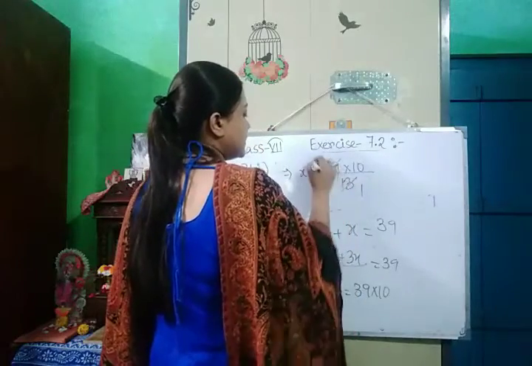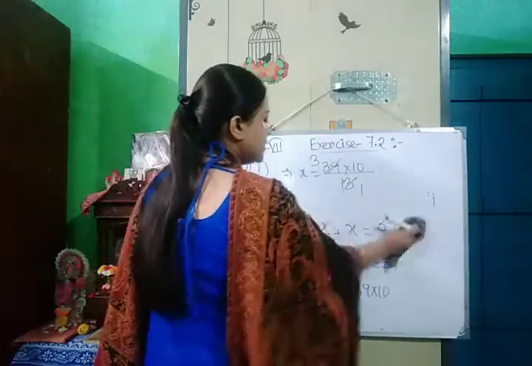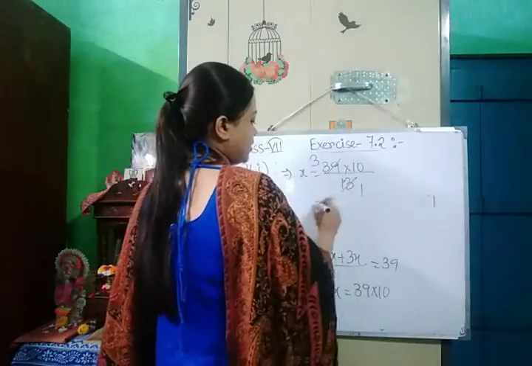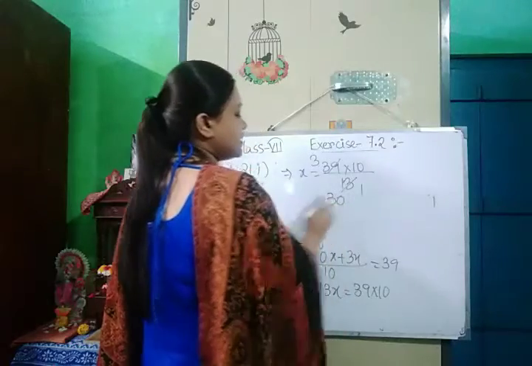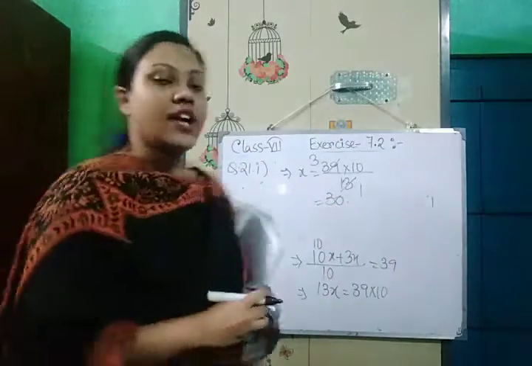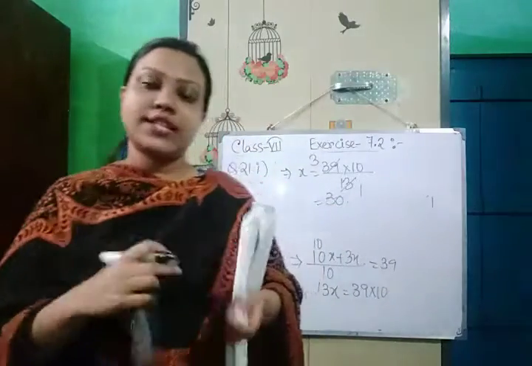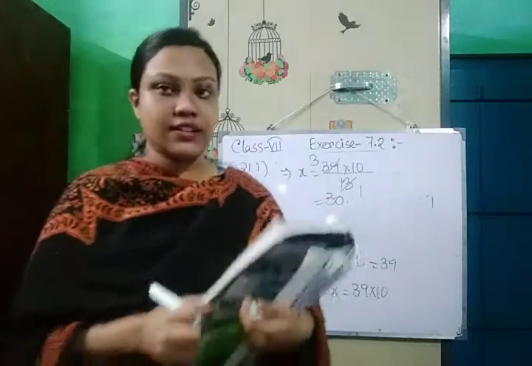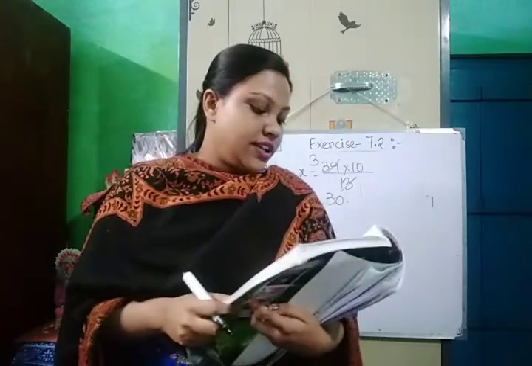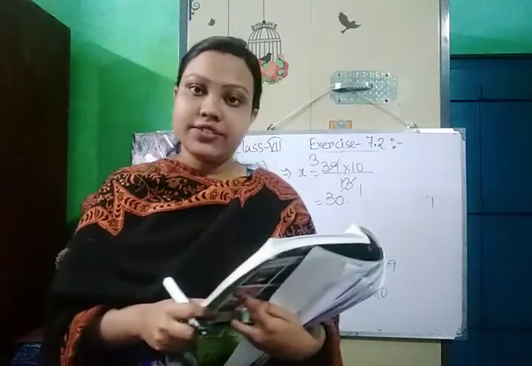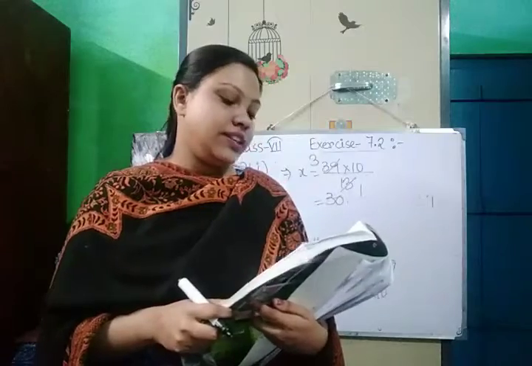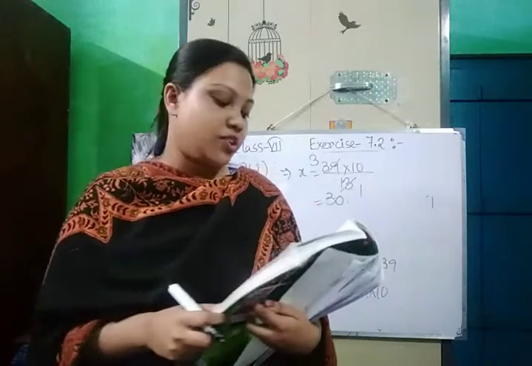So 13 ones are 13, 13 threes are 39. So it will be 3 into 10, 30. So what is the number? The number we have assumed is x. So x equals 30. That means the number is 30. Okay. Next I am doing question number 23. Question number 23 is the last sum which I am doing from this exercise.